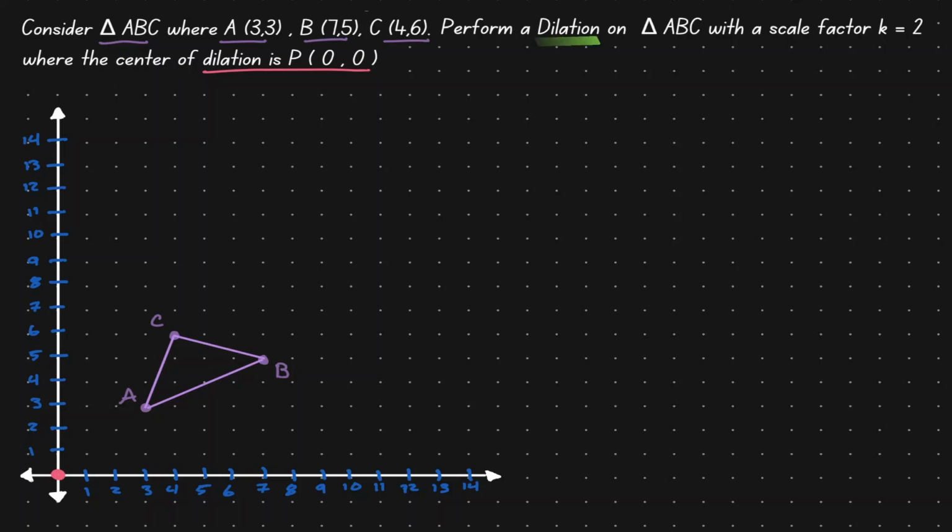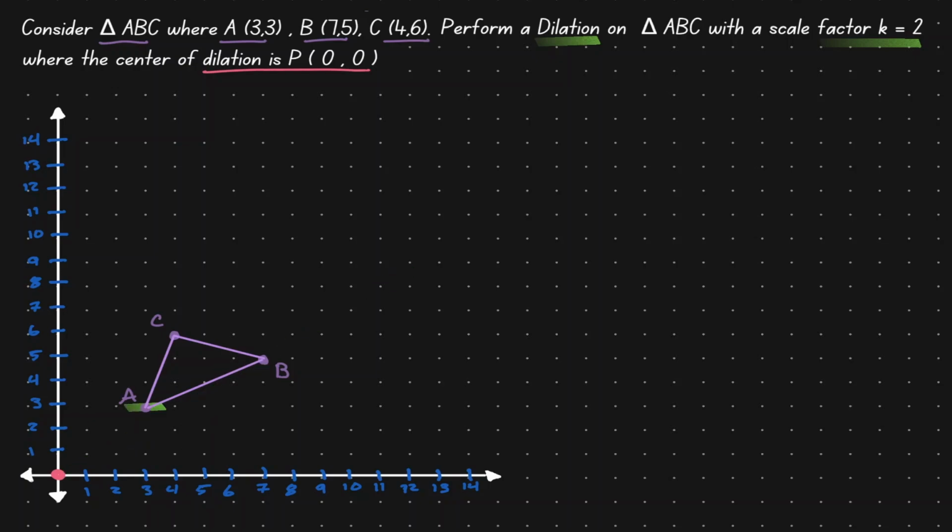Because we want to perform a dilation with a scale factor of 2, we want to find the distance that each vertex has from the origin, and then we want to double that distance. The same goes with C. We want to find its distance, and then we're going to double it. And the same goes with B. We want to find that distance, and then we're going to double it.